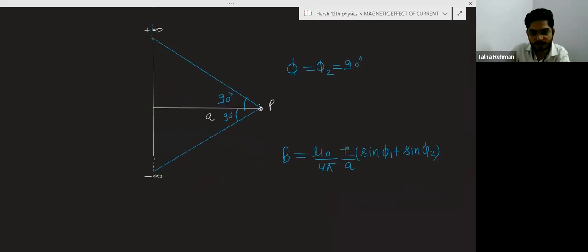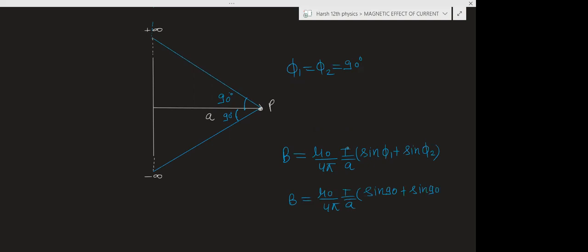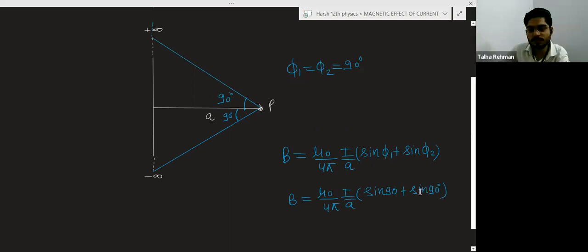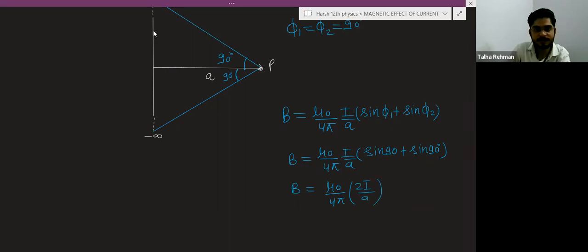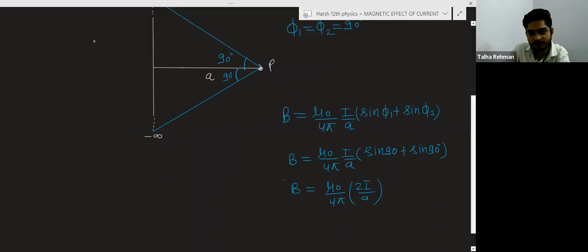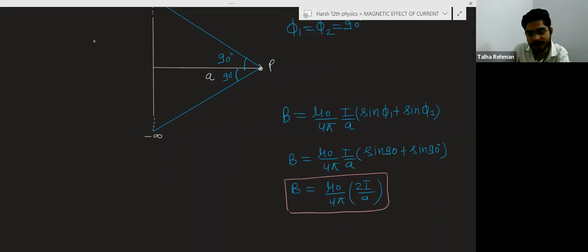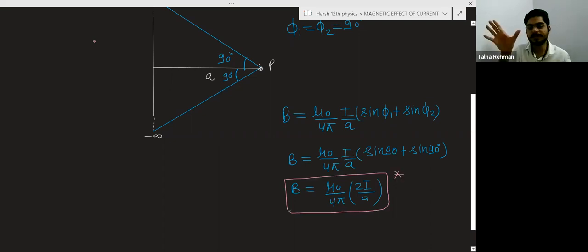When you put the value, you will get mu naught divided by 4 pi, and this is I divided by A, sine 90 plus sine 90. And what is sine 90? It is 1. Very good. This is 1, this is 1, this will become 2, and finally mu naught upon 4 pi, 2I divided by A. 2I divided by A is the formula you have to remember when your wire has infinite length. This is the magnetic field at this point.